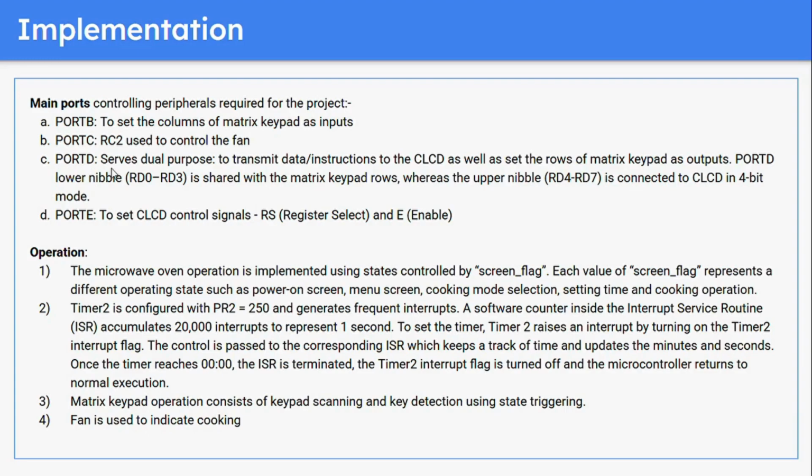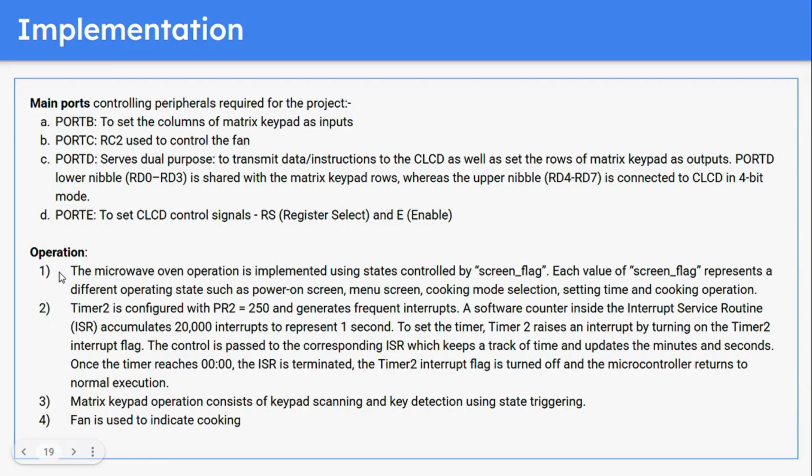Port D serves a dual purpose, to transmit data or instructions to the CLCD, as well as setting the rows of the matrix keypad as outputs. The lower nibble RD0 to RD3 is shared with the matrix keypad rows, whereas the upper nibble RD4 to RD7 is connected to the CLCD in 4-bit mode. Port E is used to set the CLCD control signals, register select and enable.